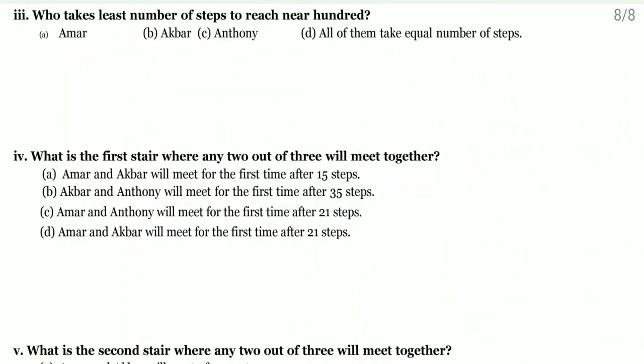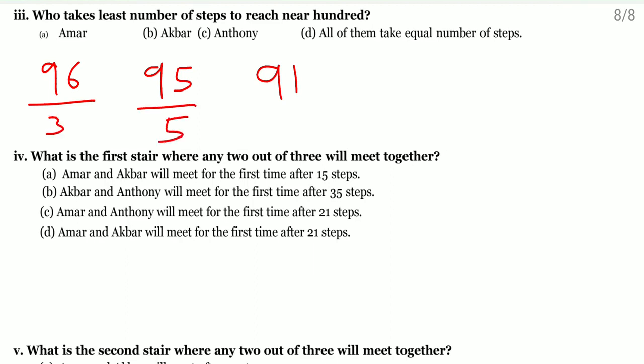Come to the next one now. Who takes least number of steps to reach near 100? Now Amar took 96 steps. Akbar has taken, I think so, 95 steps. Then this boy, Anthony, has taken 91 steps. Correct? But here for Amar, he was taking 3 steps ahead. So I will divide it by 3. Now Akbar was taking 5 steps ahead. So I will divide by 5. And this one was taking 7 steps ahead in one go. So I will divide by 7.